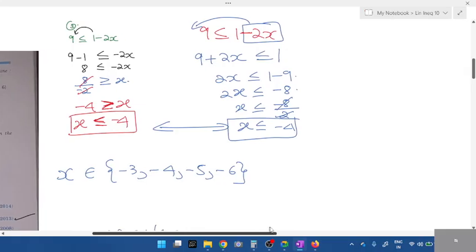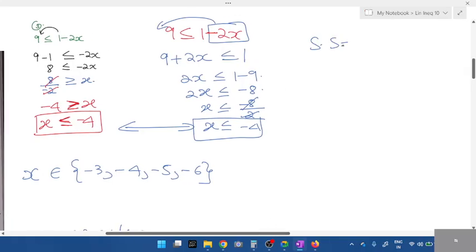This is the set they have given. Find the solution set for this. Once you complete, find the solution set and plot the number line.